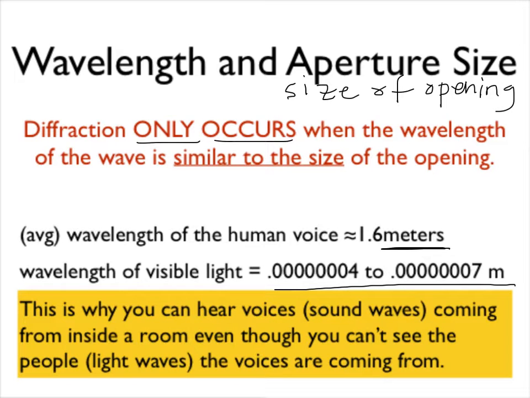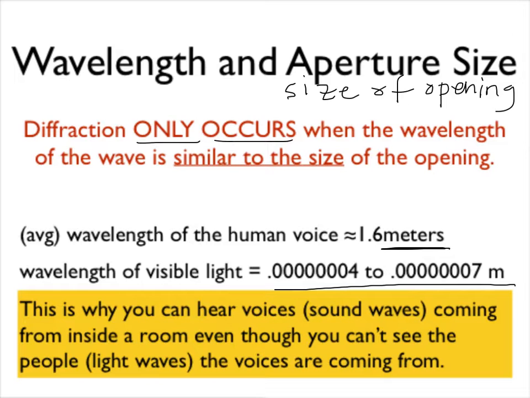So the wavelength of light is tiny. I mean, it's less than the diameter of a human hair. Whereas the wavelength of human voices is about the width of that doorway. And so because the wavelength of the sound is similar to the size of that opening, the doorway in that wall.